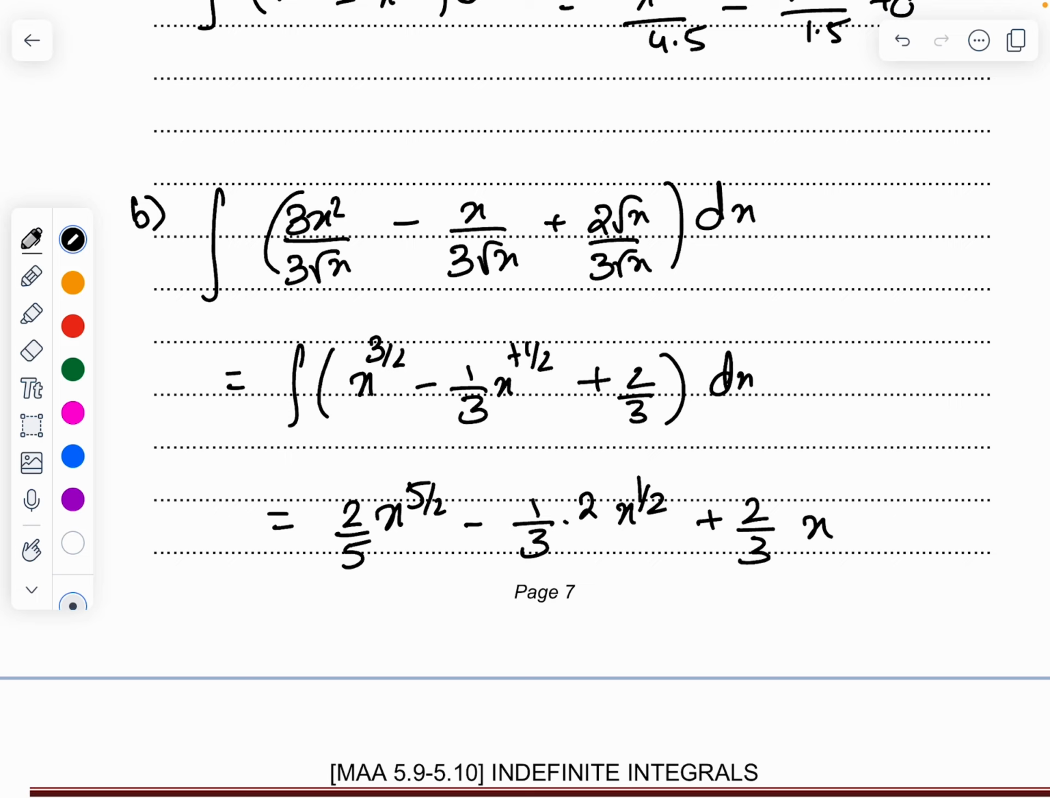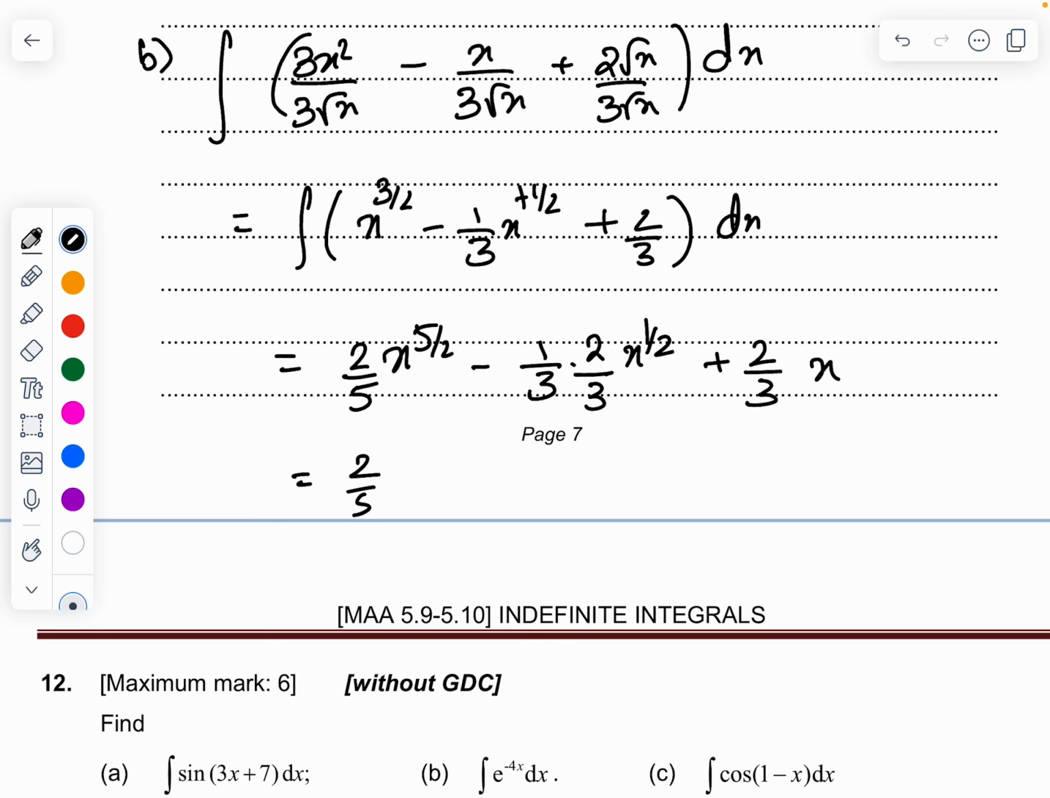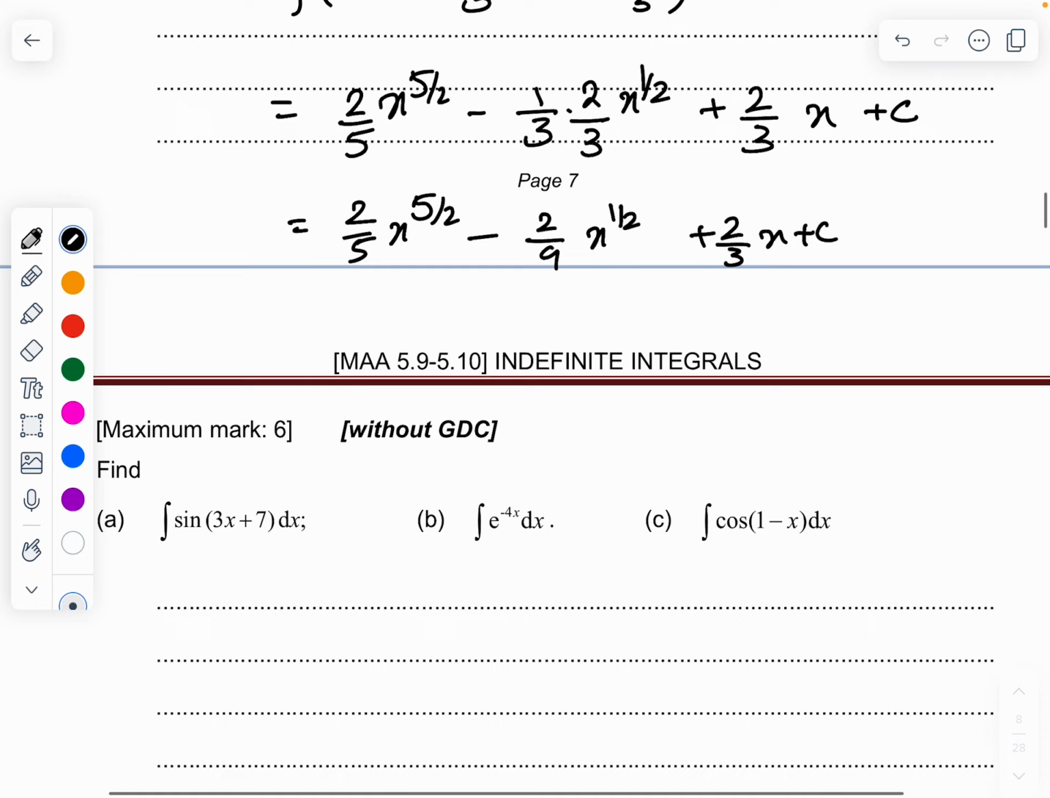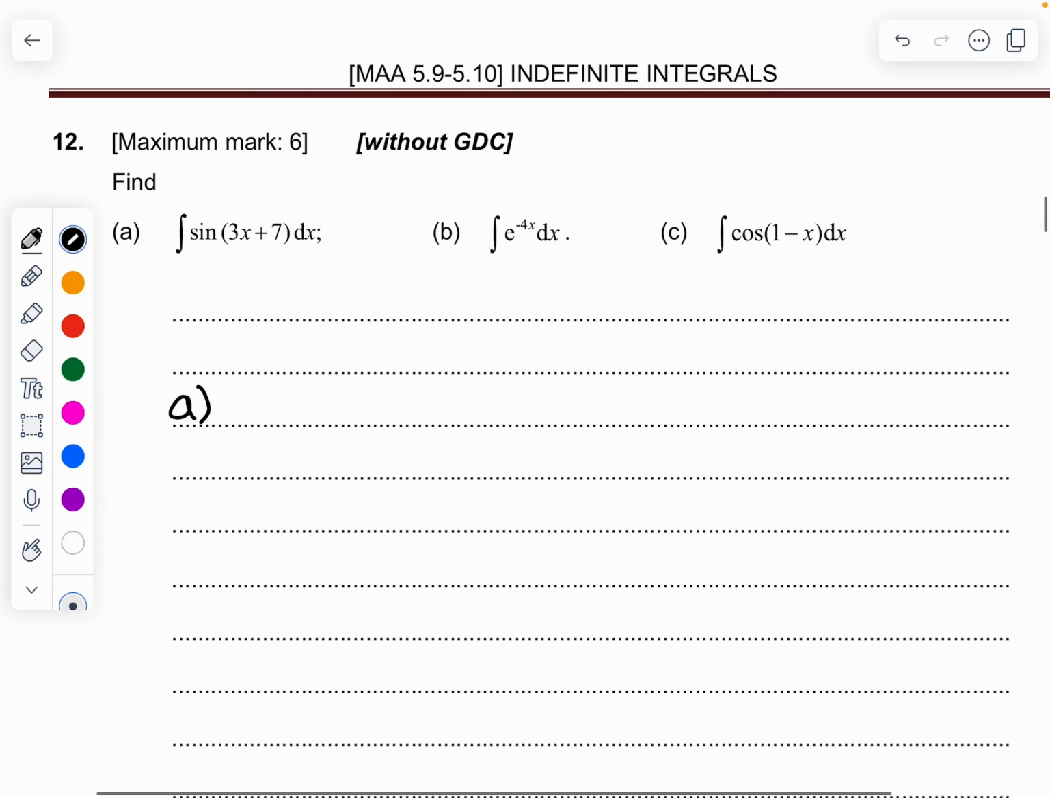This is plus 1 upon 2, so this will become 2 upon 3. So my final answer is 2 upon 5 x power 5 upon 2 minus 2 upon 9 x power 1 upon 2 plus 2 upon 3 x plus c. Again and again, don't forget to write the derivative of the basic function or plus c.